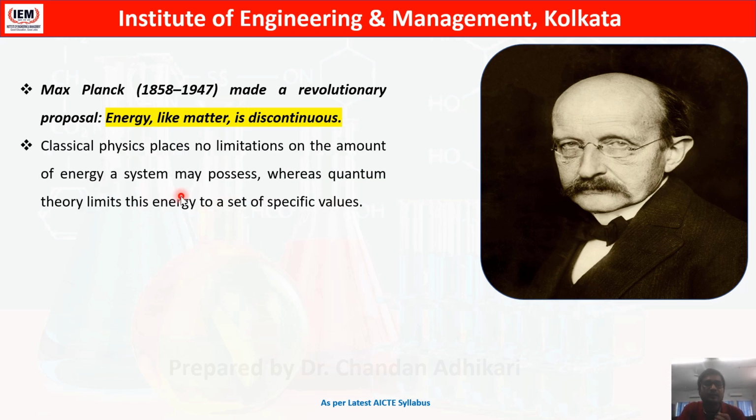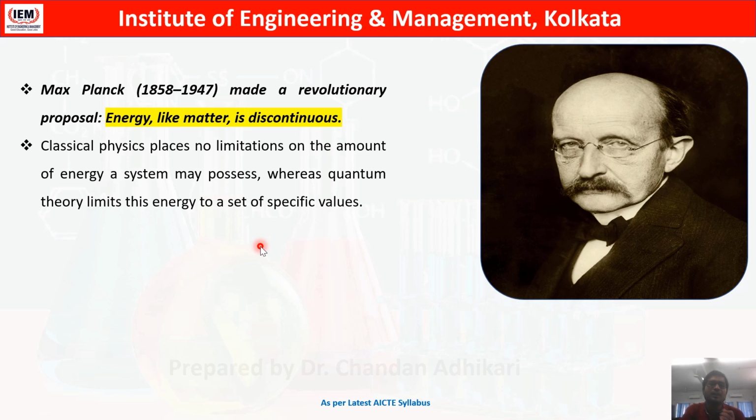Because classical physics has no limitations on the amount of energy that a system can have, but quantum physics has some laws and it sets some values that only a specific amount of energy, or a specific set of energies, a particular body can take. So that's where the groundbreaking proposal was, that energy is discontinuous.